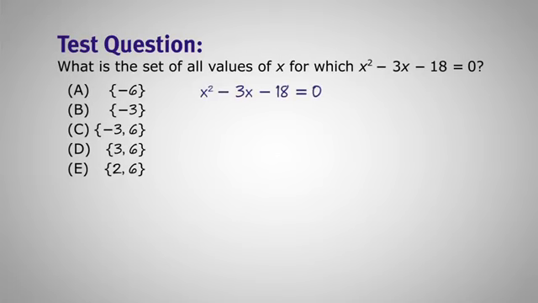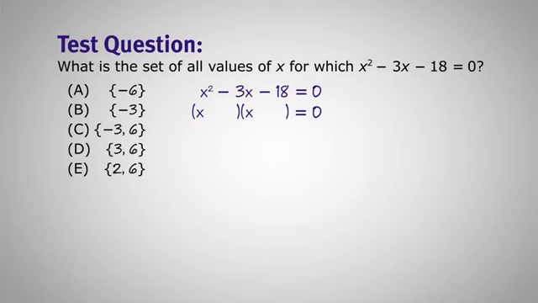Our quadratic equation is already set to zero, so we can go ahead and reverse FOIL to find the two binomials that, when multiplied together, equal x squared minus 3x minus 18. Starting off, our first term is going to be x, because x times x equals x squared, our first term in the quadratic equation. Now, looking at the last term, we have the number 18. We have a couple of different factors to consider. 1 and 18, 2 and 9, 3 and 6.